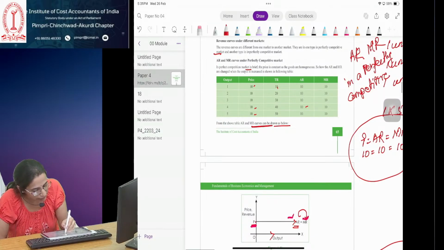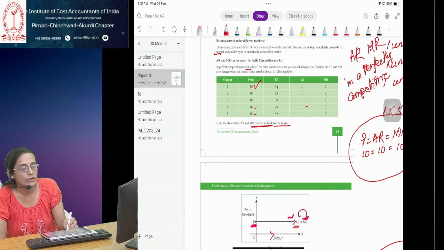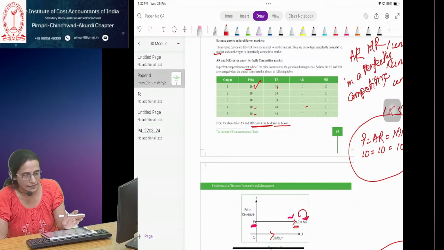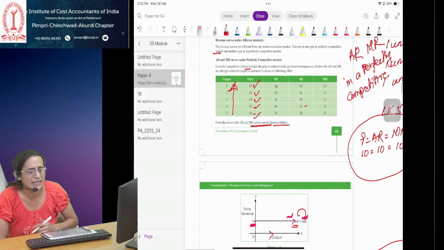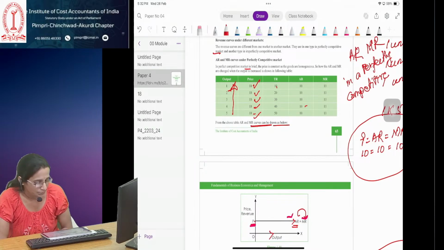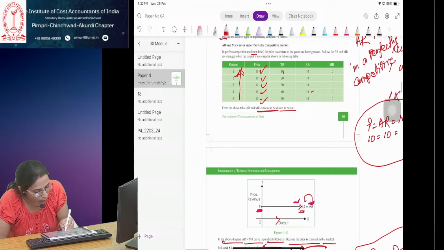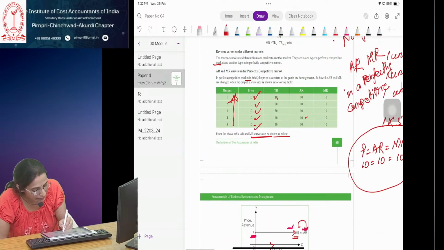So in a perfectly competitive market, as all the goods are homogeneous, the price is not determined by the demand and supply or the buyers and sellers. The price is constant for those goods. So as the output increases, the price remains constant. So what will happen if the price remains constant? See, revenue will be price into output, right? Output multiplied by the price will give you the total revenue.